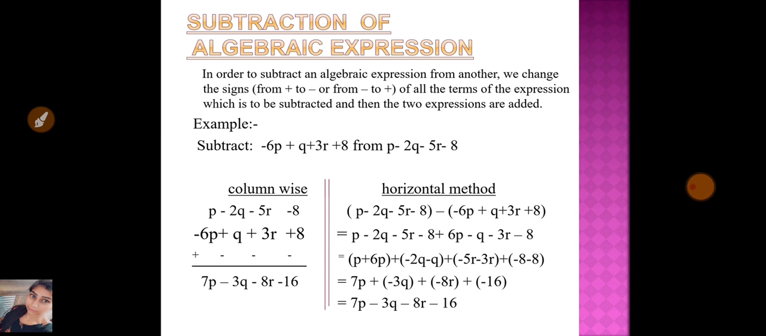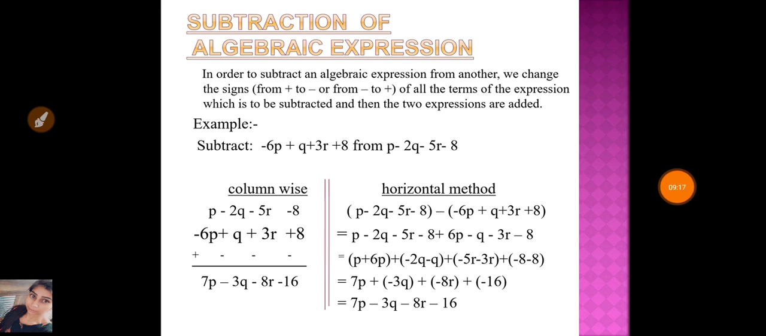We need to subtract minus 6p plus q plus 3r plus 8 from p minus 2q minus 5r minus 8. Now again we have two methods, column method and horizontal method. In the column method, write down the expression from which you need to subtract the other one. Here the question is to subtract the first expression from the second one. So the second one will be on the top and then the first one.